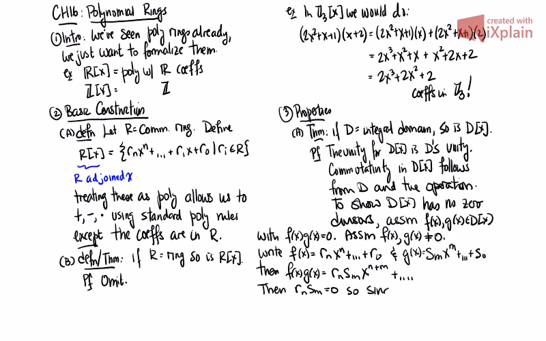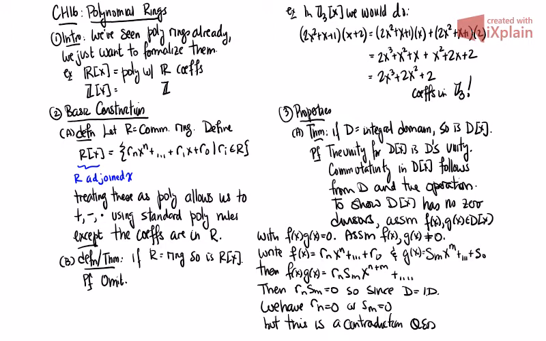This is since D is an integral domain. But that's a contradiction, because the polynomials we're starting with, f and g, are non-zero polynomials, which means their leading coefficients are not 0. So we've got a contradiction here.